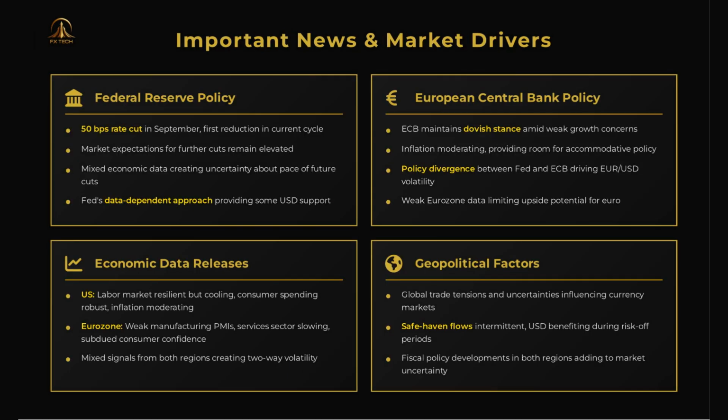4 key factors are driving euro to US dollar volatility. Federal Reserve policy remains crucial, with the September 50 basis point rate cut marking the first reduction in the current cycle. Market expectations for further cuts remain elevated, though mixed economic data creates uncertainty. The ECB maintains a dovish stance amid weak growth concerns, with inflation moderating. This policy divergence between the Fed and ECB is driving significant volatility.